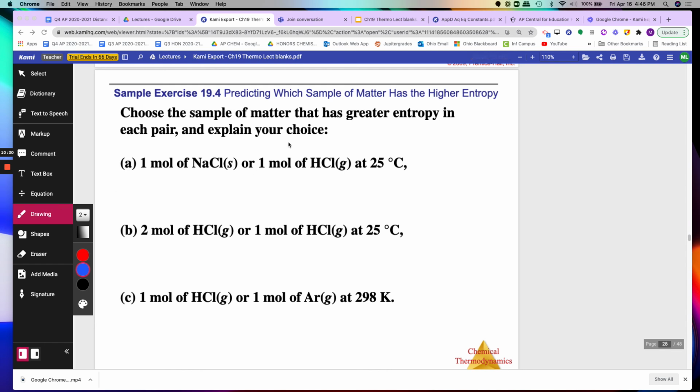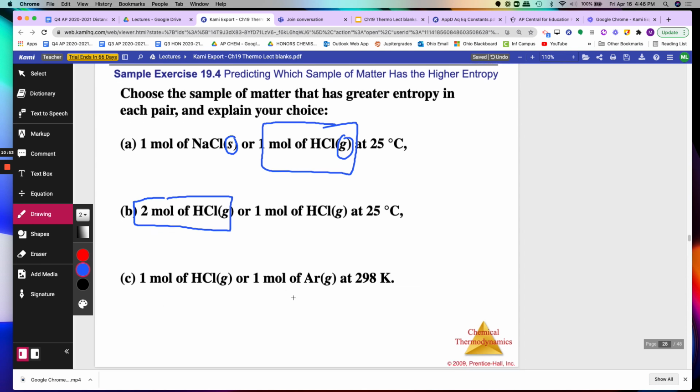Choose the sample of matter that has a greater entropy in each pair. A mole of solid or a mole of gas? Of course the gas has greater entropy. 2 moles of gas or 1 mole of gas? 1 person at a party or 2? 2 definitely has more. Okay, 1 mole of hydrochloric acid or 1 mole of argon?